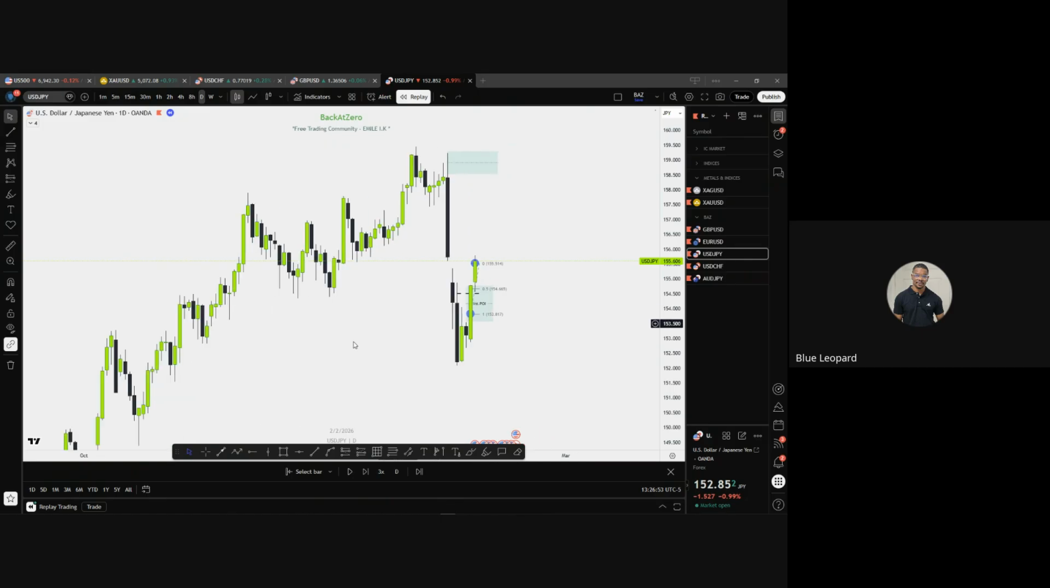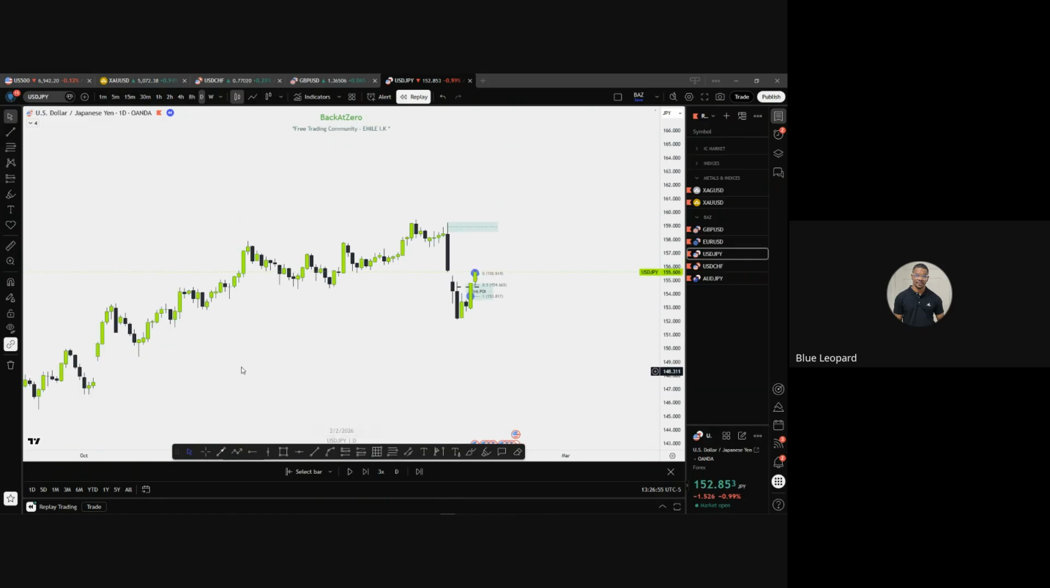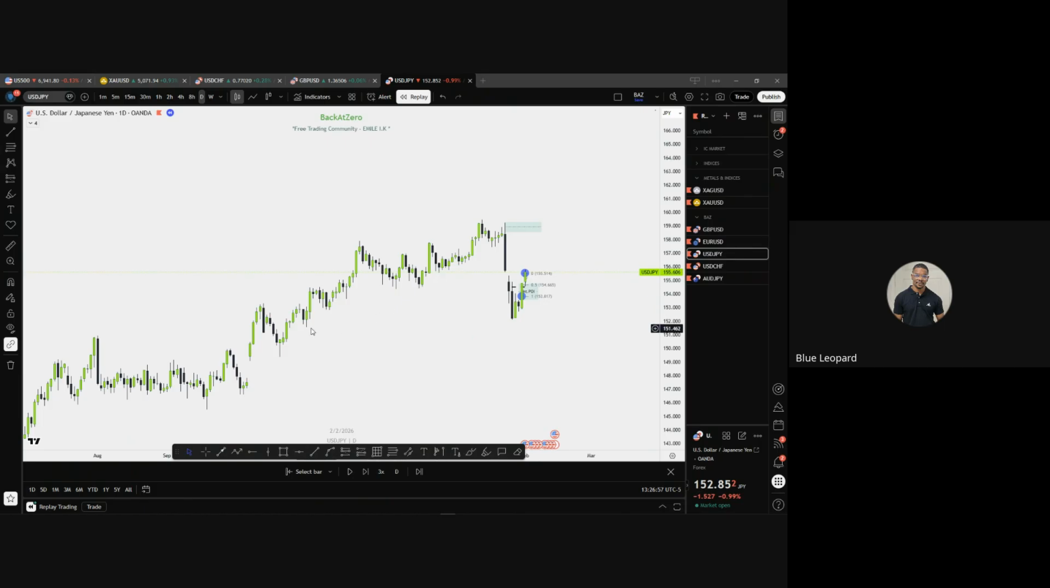Okay, we just took another internal range liquidity here, and we are moving up. You see, we have another internal range liquidity here, and we are moving up.